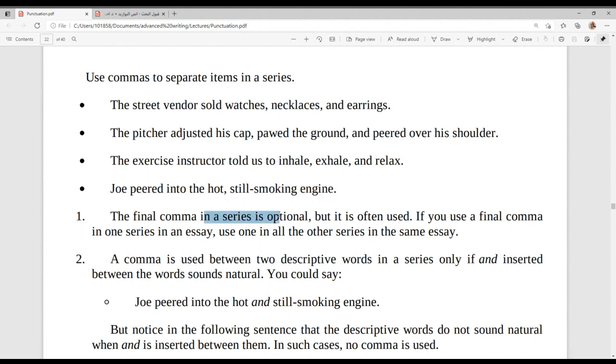Now the final comma in a series is optional. The final comma here is optional, but it is often used. If you use a final comma in one series in an essay, use one in all other series in the same essay. Yani, in one example, if you use a comma and you have other examples in the same essay or research paper or MA thesis or PhD thesis, inshallah, in the future, you have to follow the same pattern for all of them, right? In order to be consistent.